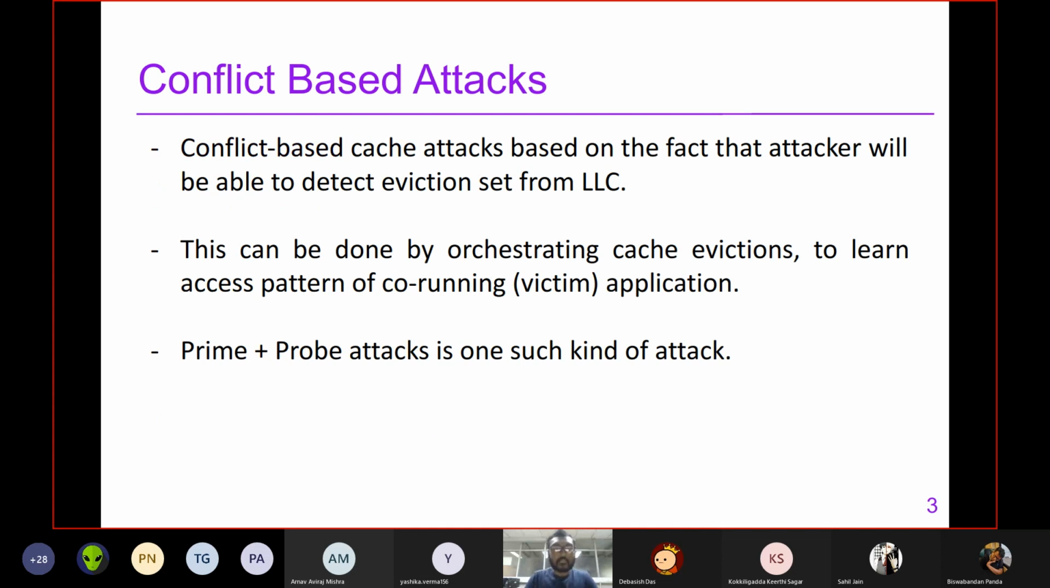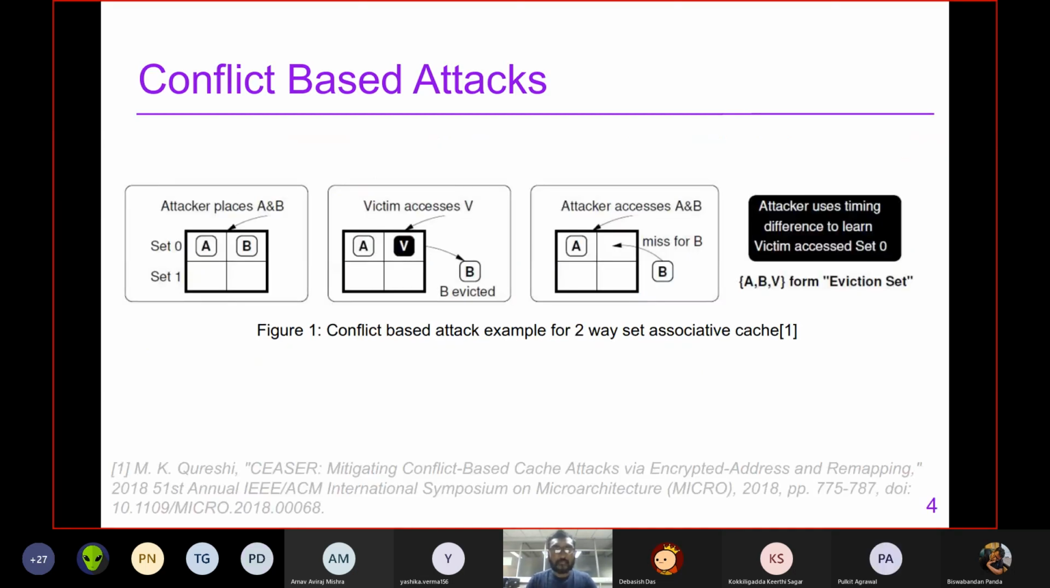So this is just a brief overview of conflict-based attacks. Conflict-based attacks exploit the ability of the attacker to form eviction sets in the LLC, and once they have done that, they orchestrate cache evictions in the victim's process, and by learning their access pattern, they are able to leak some information. So prime and probe is one such kind of attack. The attacker places lines A and B and the victim accesses something, and depending on the misses of A and B, the attacker can infer if the victim has accessed a particular set or not.